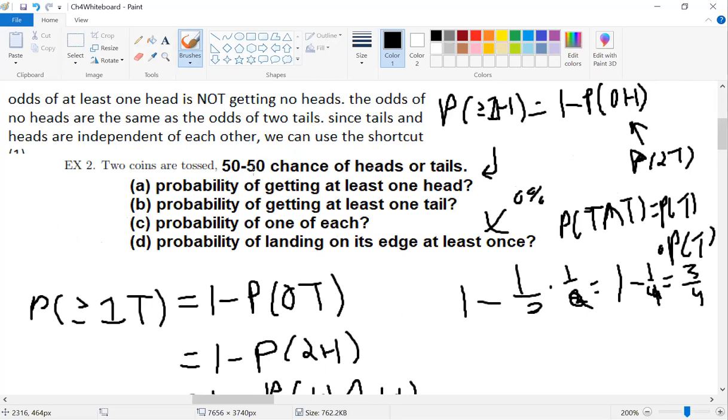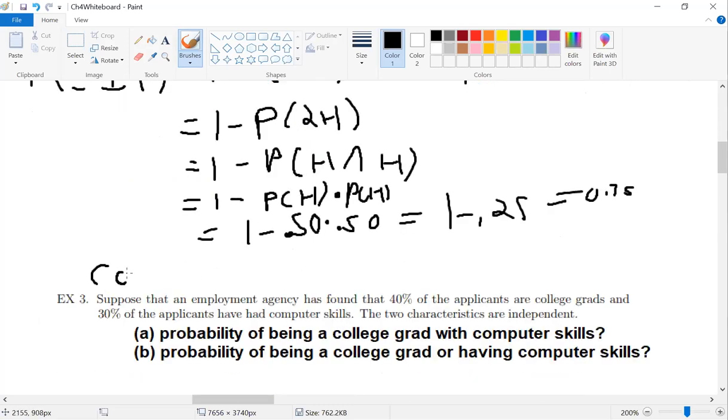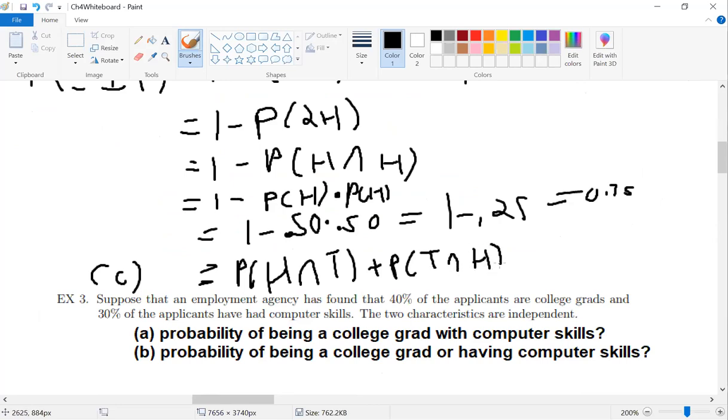Now we'll do part C. What are the odds of getting one of each? The odds of getting one of each, we can have heads and then tails, or we can have tails and then heads. So for part C, the probability of one of each is equal to the probability of getting heads and then tails plus the probability of tails and then heads. Because when we say one of each, order doesn't matter. Doesn't matter. As long as we have one of each, we're fine.